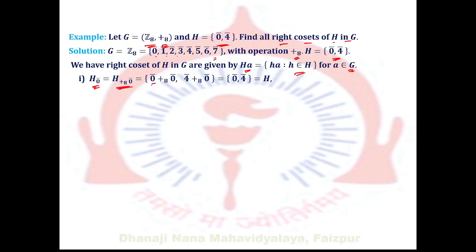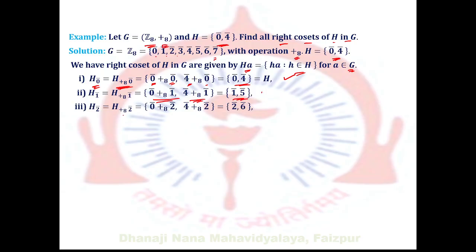So here we add 0 bar in 0 bar and 4 bar. So 0 bar plus 0 bar and 4 bar plus 0 bar is nothing but the set containing 0 bar, 4 bar. So it is H itself. Then we have H1 bar. H1 bar means H plus 1 bar, modulo 8 operation, so 0 bar plus 1 bar and 4 bar plus 1 bar. So it is 1 bar and 5 bar. Then H2 bar means H plus 2 bar. The operation is addition modulo 8. So it is 0 bar plus 2 bar and 4 bar plus 2 bar.